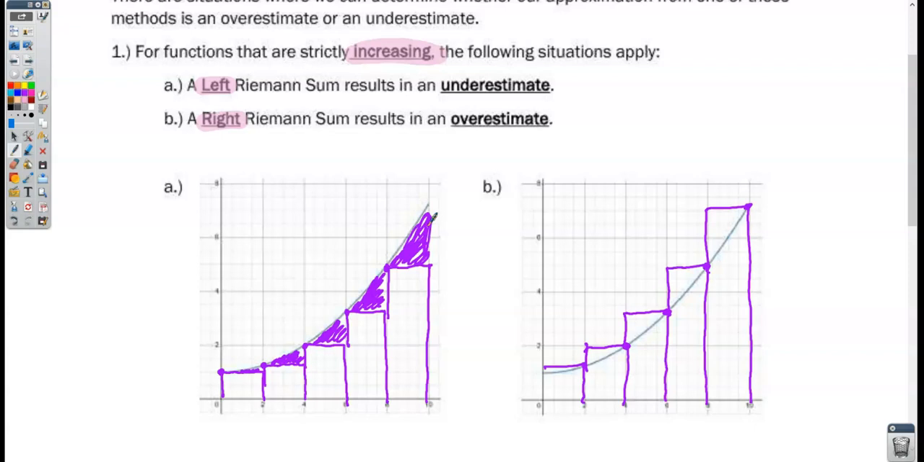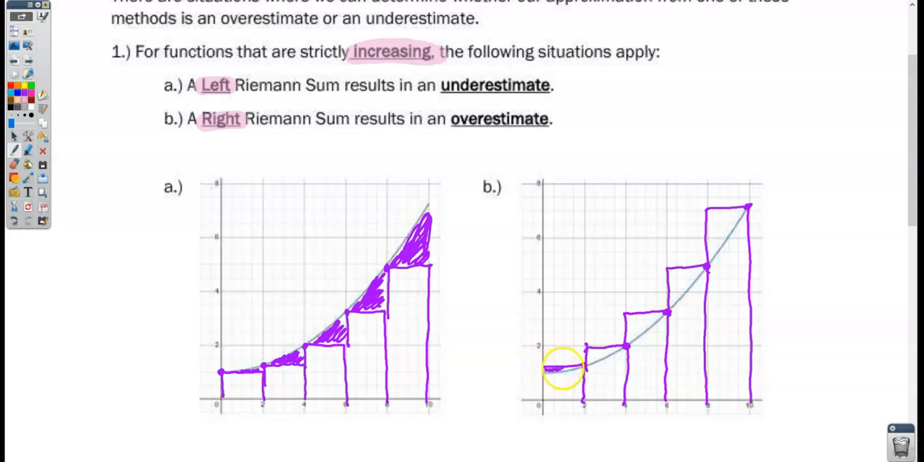The reason why the left Riemann sum is an underestimate is because for an increasing function, the value at the left endpoint is going to be smaller than all the other points in the interval, and therefore the rectangle is going to be lower than the curve on the entire interval.